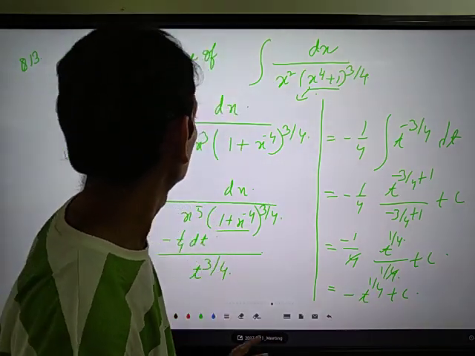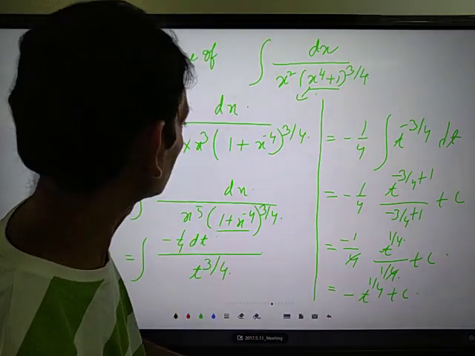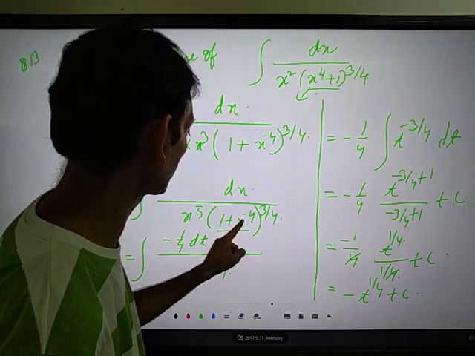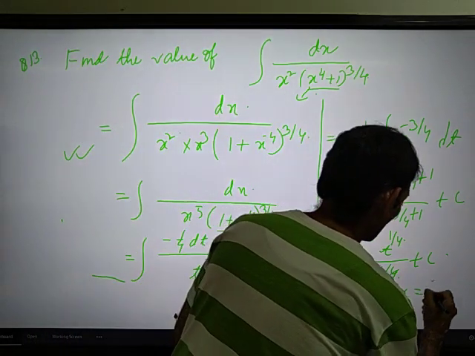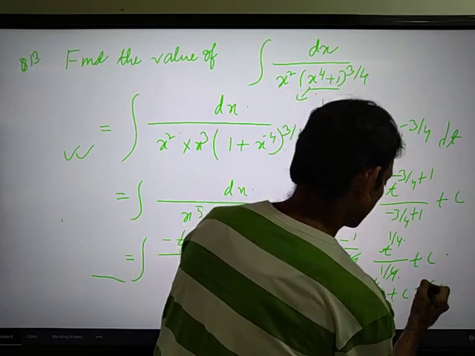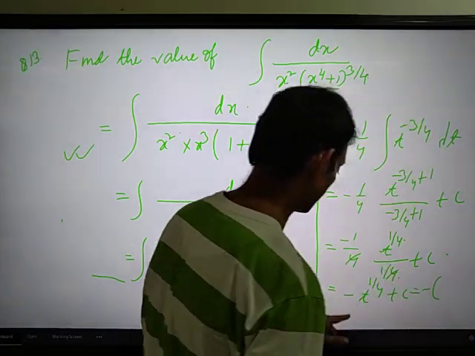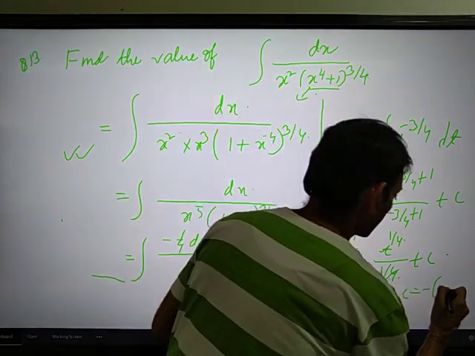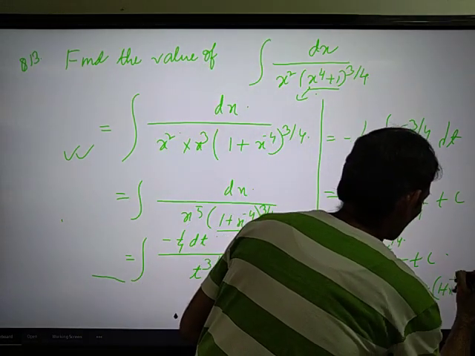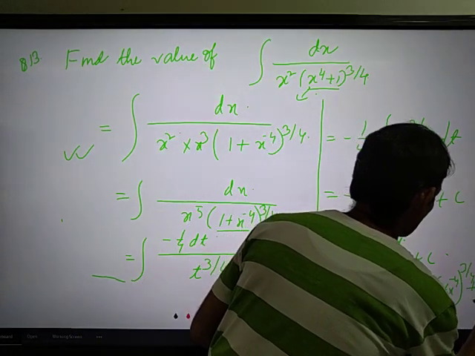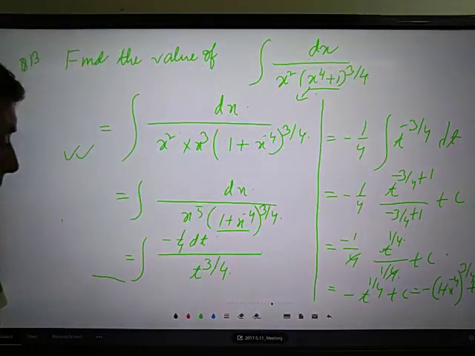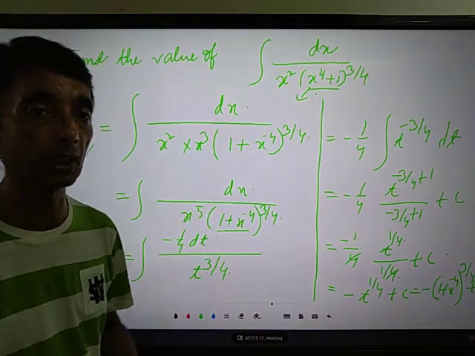Then what is the value of t? The t value you substituted is 1 plus x to the power minus 4. The minus sign will be there, so you can just write a minus sign. So the answer is minus 1 plus x to the power minus 4, all to the power 3 by 4... to the power 1 by 4, plus c. Done. This is a very simple answer.